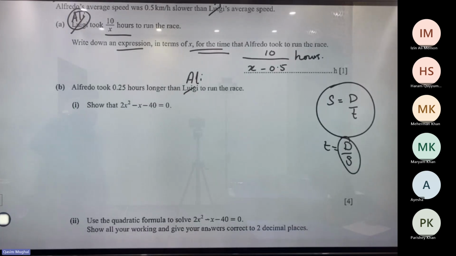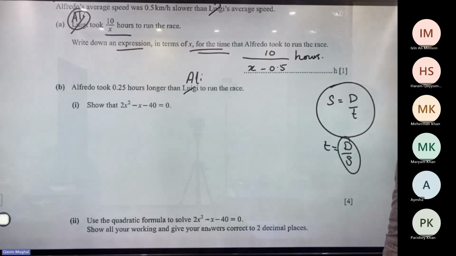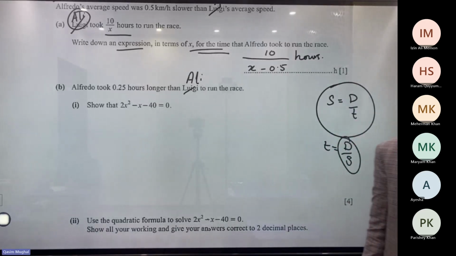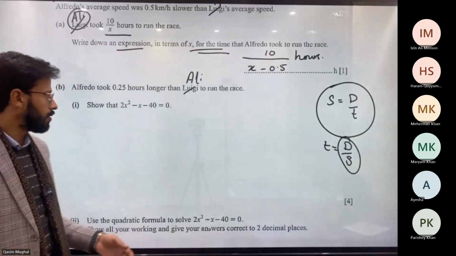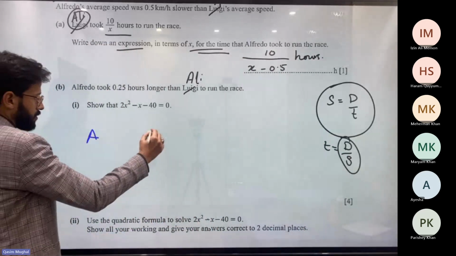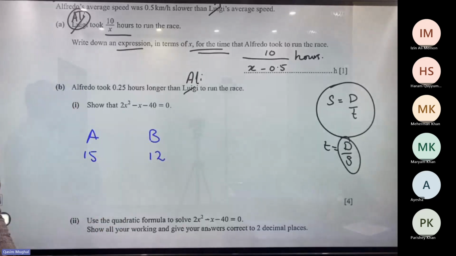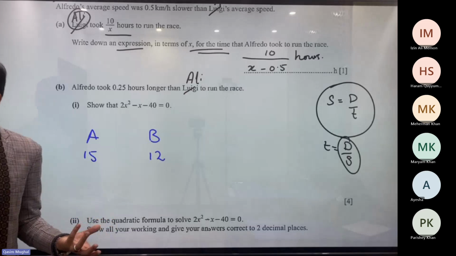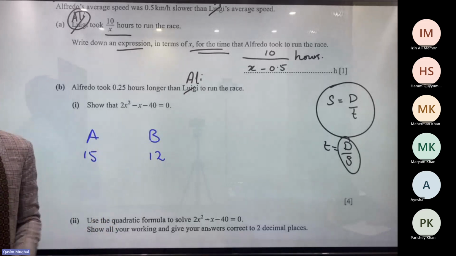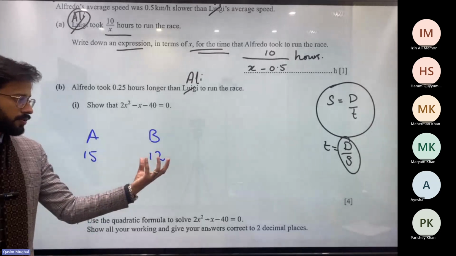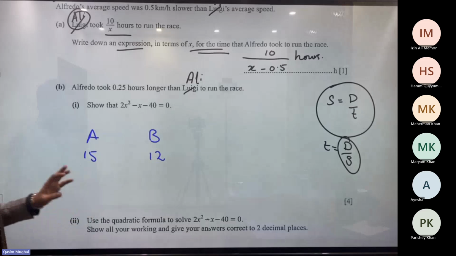Part B. Alfredo took 0.25 hours longer than Luigi. Now this is the same as I told you yesterday. You can say this kind of statement in three different ways. You have a person A and a person B. He's 15 years old, he's 12 years old. One way of saying is the difference between their ages is 3. One way is A is 3 years older than B. One way is B is 3 years younger than A.